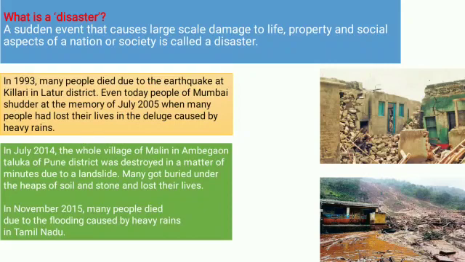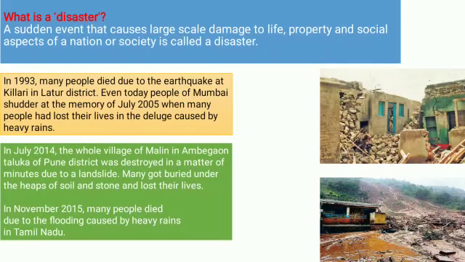Disaster is a sudden damage to life. It can be for living organisms like plants, animals, and the property. Here you can see in the picture the property, the house, and the social aspect of the nation or society where you stay. There is a sudden event that causes large scale damage to the life, property, and social aspect of a nation or society, and it is called a disaster.